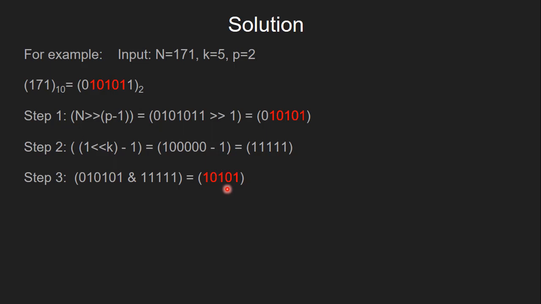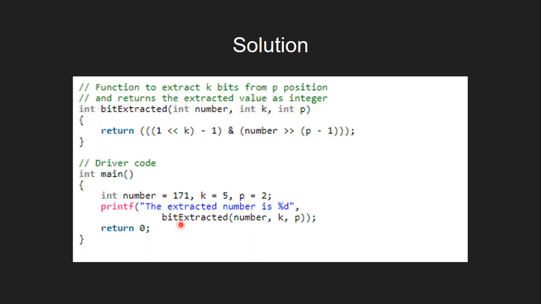So now let's see the code for the same. In the main function, we call the bit extracted function and pass the values of number, k and p. Inside the bit extracted function, in the return statement, first we create a number with k set bits using this operation. And then we right shift the number by p minus 1 positions. And then finally we perform a bitwise AND operation on the results of both these operations and return the result.